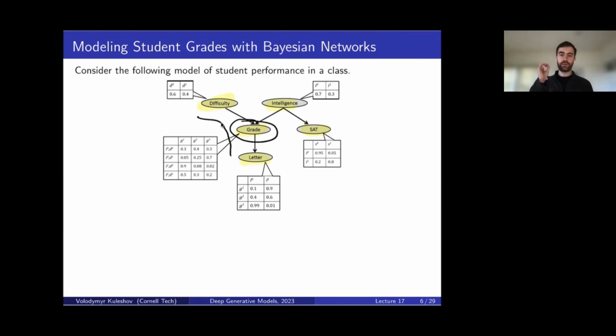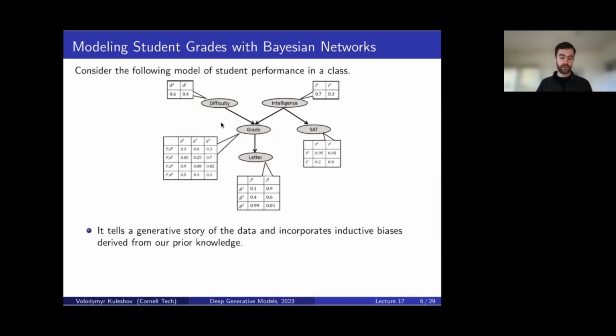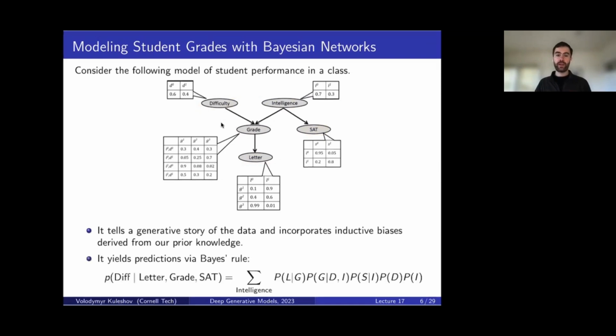And then this can be either fit to data, or some of these parameters can be chosen from prior knowledge. There's various ways of combining both prior knowledge and data. And in the end, it gives a probabilistic model. So first of all, it also tells the story of how the data was generated, right? So initially the class had some difficulty, or a student is taking a class, the class has some level of difficulty. Based on that, they get a grade, and then based on the grade, they get a letter, right? So this tells a story. And it also defines a probability distribution that factorizes in some form. Here it factorizes according to the Bayesian network.